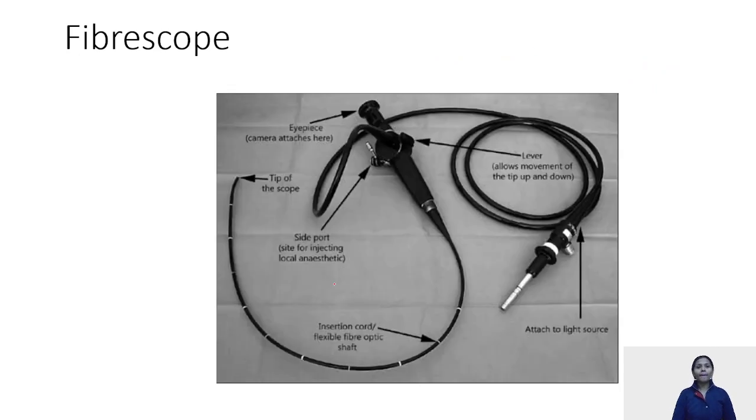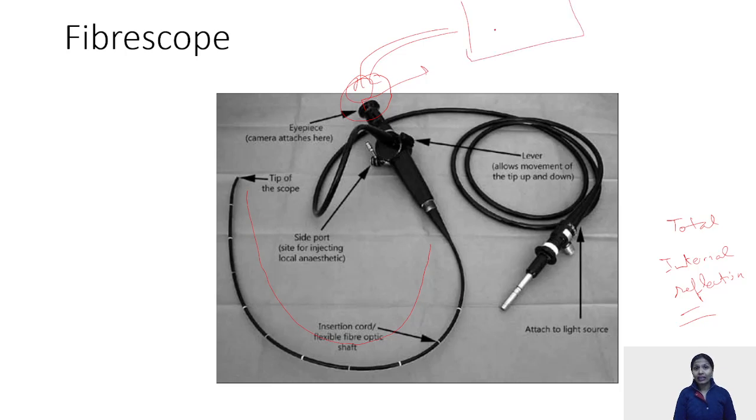Fiber scopes are nothing but flexible body scopes which have integrated optical glass fibers which work on the principle of total internal reflection in order to form an image of the larynx which can be visible on a screen. A camera is attached on the eyepiece. Yes, this eyepiece can also be used to visualize, but it can be attached to a camera which is further attached to a full-fledged screen, and this can be used for teaching purposes also.